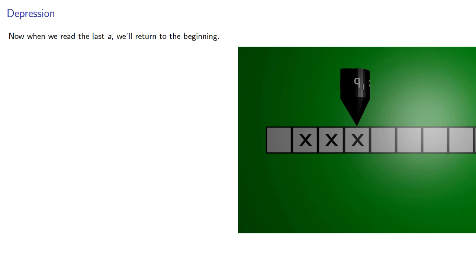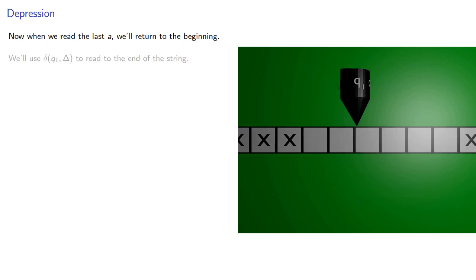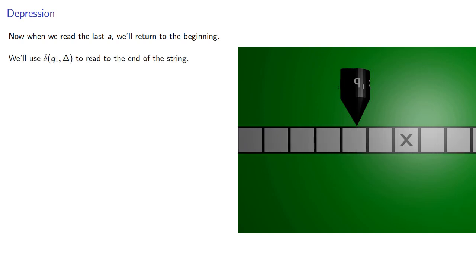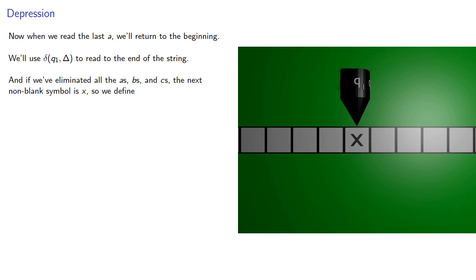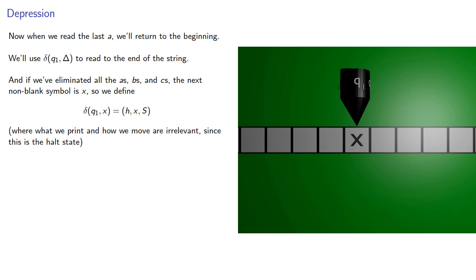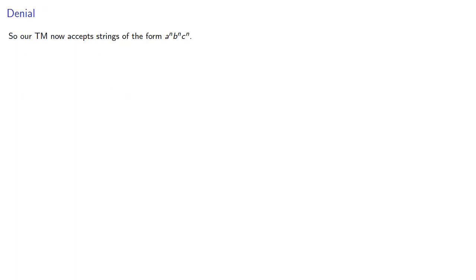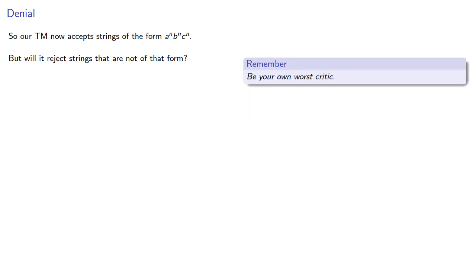Now, when we read the last A, we're back at the beginning. We'll use our moves to read to the end of the string, and if we have in fact eliminated all the A's, B's, and C's, the next non-blank symbol we read is X, and so we define one final move where what we print and how we move are irrelevant since this is the halt state. And so now our Turing machine accepts strings of the form A^n B^n C^n. But will it reject strings that are not of that form? Remember, you should be your own worst critic.